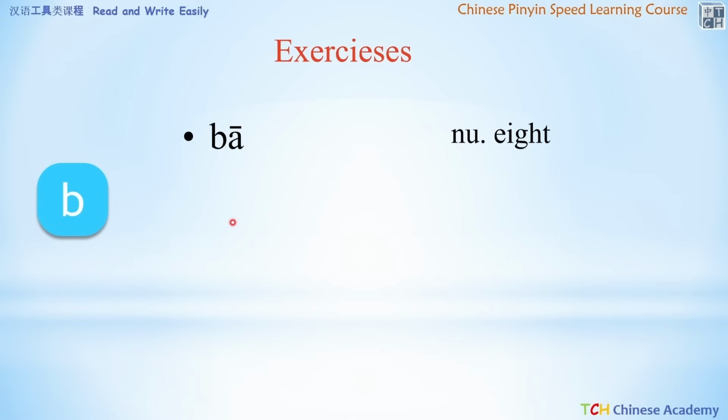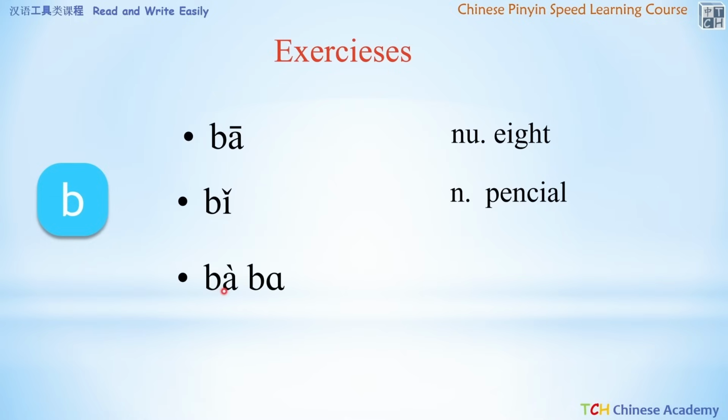Yeah, it's simple. Now, how about this one? So the same bo, and this time the final is i, and the tone is the third tone, so a curve down and up. So bo, i, bǐ, and in Chinese it means a pencil. Bǐ. And how about this one?